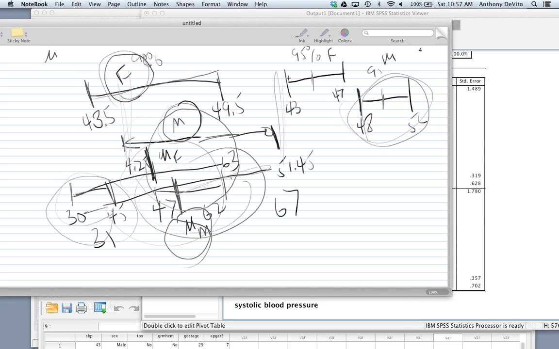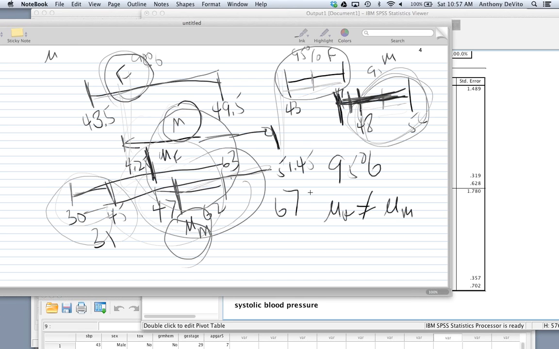If I'm 95% sure that this is the range for females, and I'm 95% sure that this is the range for males, if they don't overlap with each other, I can say I'm 95% sure that the mean for females is not equal to the mean for males. If they overlap, there's a possibility that the mean for males could be the same as the mean for females, at that level of certainty, right?